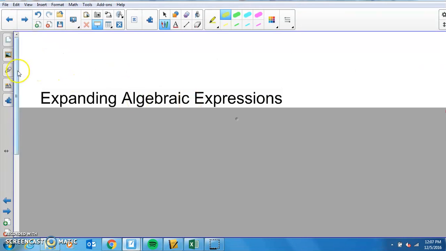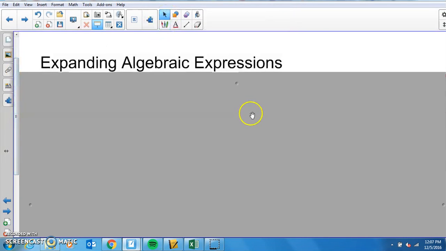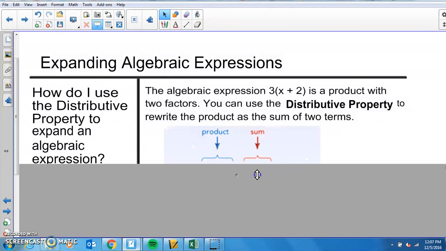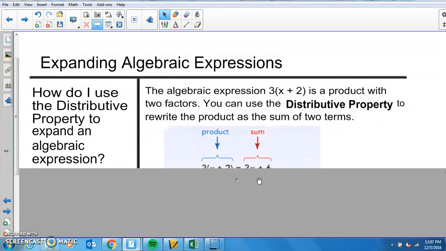All right, expanding algebraic expressions. As we work through this, I'm going to need you to copy stuff down. So our central question, you should have it down: how do I use the distributive property to expand an algebraic expression? Once again, make sure you have this down.